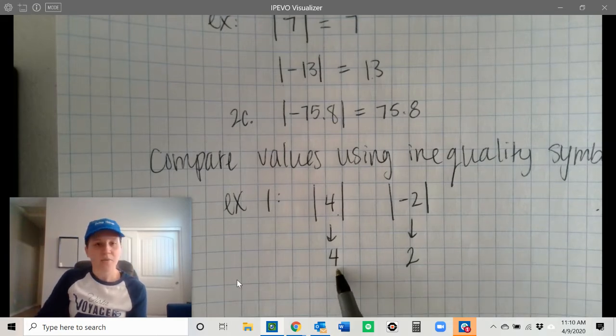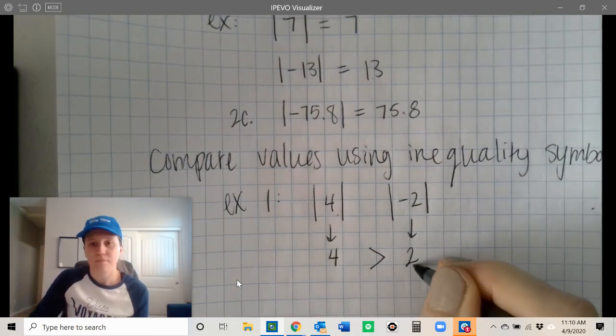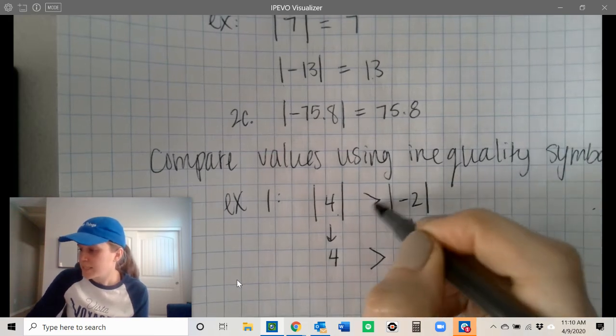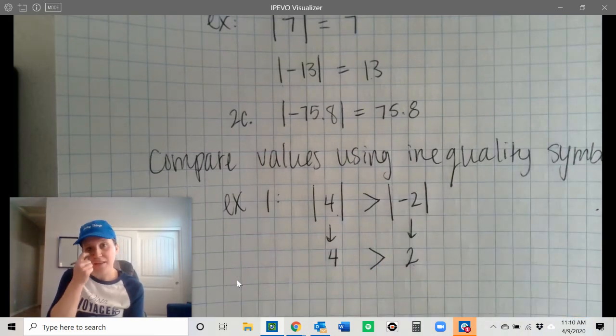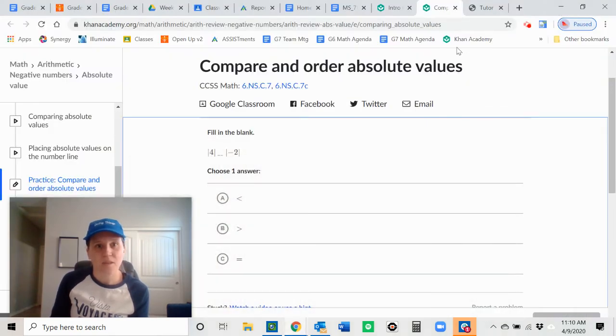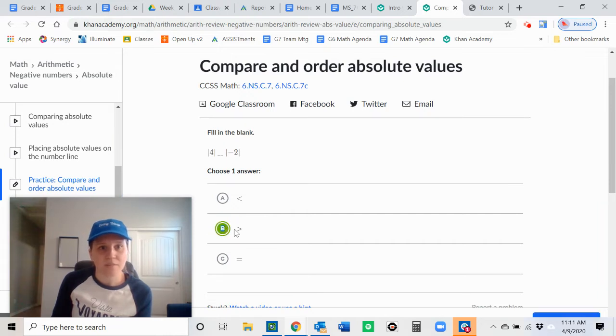If I were going to use an inequality symbol to compare 4 and 2, I would say 4 is greater than 2. So therefore, the absolute value of 4 is greater than the absolute value of negative 2. Okay, so I'm going to go ahead and drop in my greater than symbol.